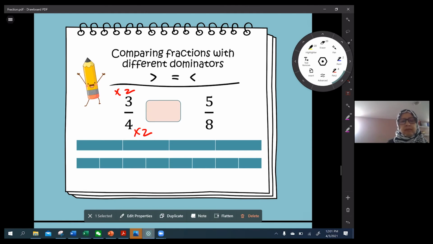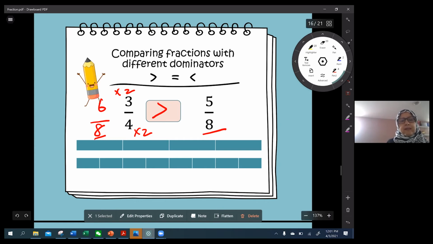Okay, so after turning things to the 8th, we have 6 over 8, right? So now we turn them into the same denominator, and now we can compare. We can compare the numerator. Fantastic.